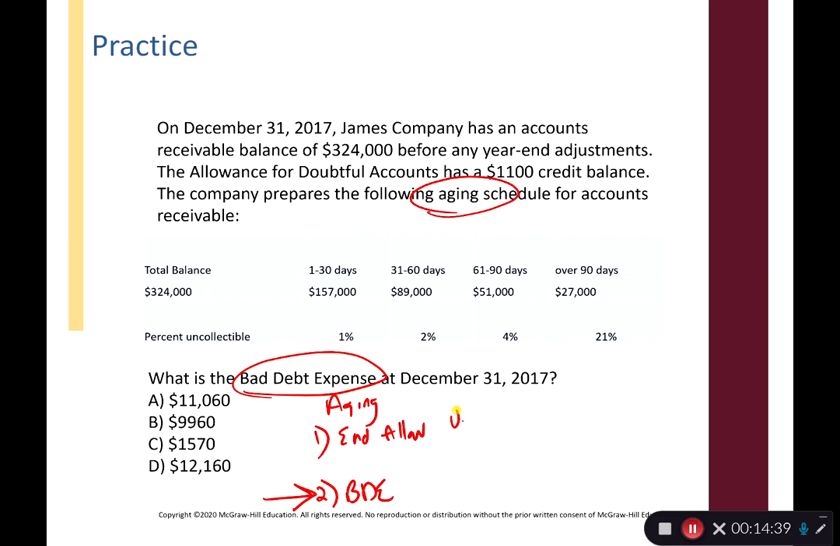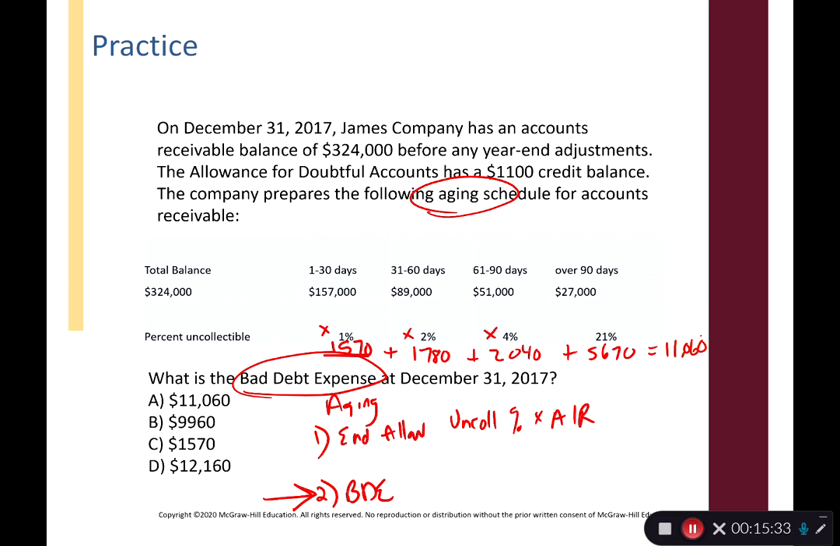To do step 1, we're going to take our uncollectible percentage times AR. I'll do it up here. So we have 157 times 1% is 1570. We have 89,000 times 2%. Need my calculator for that one. Which gives me 1780. We got 51 times 4%. Gives me 2040. And we got 27,000 times 21%, which gives me 5670. Then I add those together to get my total ending allowance. That comes out to 11,060.